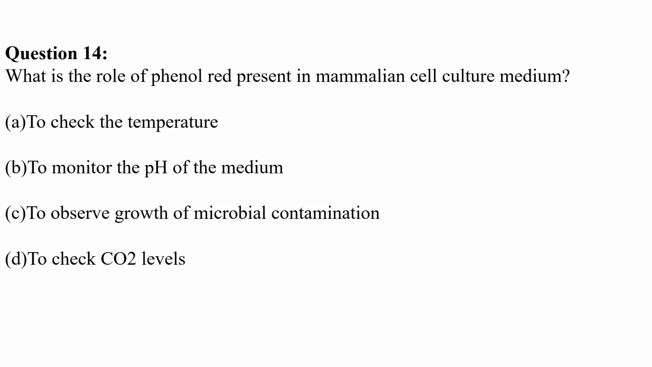What is the role of phenol red present in the mammalian cell culture medium? Option A, to check the temperature. Option B, to monitor the pH of the medium. Option C, to observe growth of the microbial contamination. And option D, to check CO2 levels.